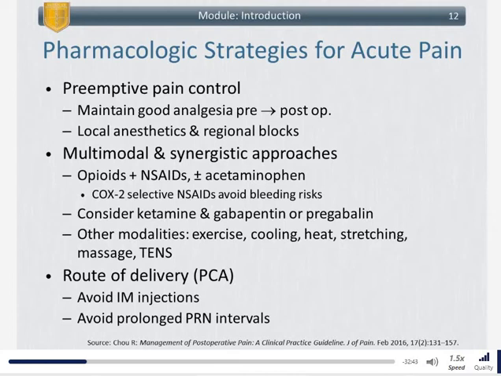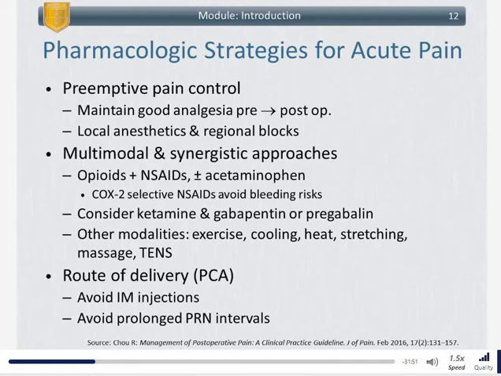Consider multimodal and synergistic approaches. So opioids and anti-inflammatories are synergistic. 1 + 1 = more than 2. So we want to do combinations. You might consider adding acetaminophen as a third drug approach. Note that if you're going to use an anti-inflammatory, the post-op setting is a relatively good setting to consider a COX-2 inhibitor, right? Because COX-2 inhibitors do not have added bleeding risk. They don't inhibit platelets. We'll get more into that. Then you might consider using other drug classes, ketamine, gabapentin, pregabalin.